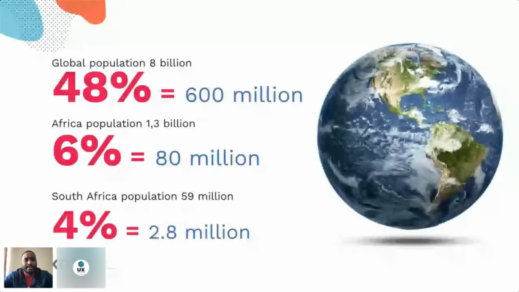So what are the numbers like, right? Over 48% of people globally have some sort of disability, including at least 2.8 million people in South Africa. That's quite a huge number.